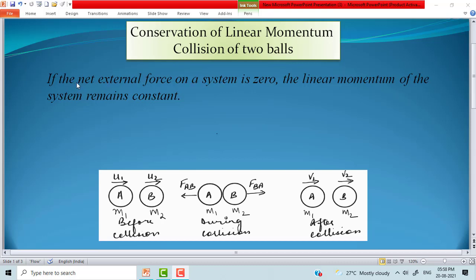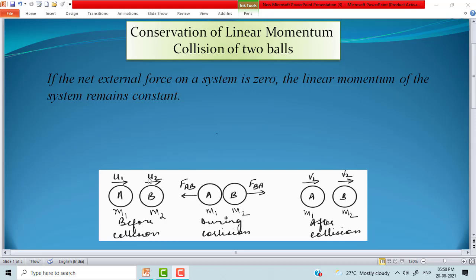Then what is the net external force? Net external force is the resultant force acting on the system from outside the system. Here it is zero. The net external force acting on the system is zero. It means no external force is acting on the system.